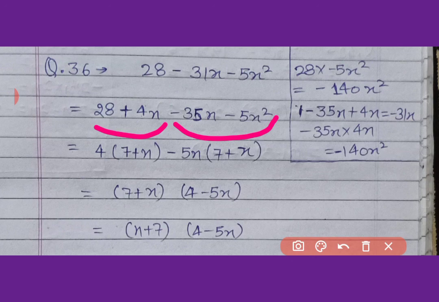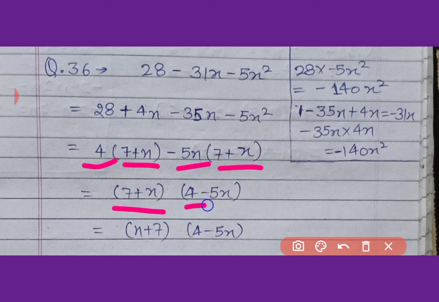So we have to take common from 28 and 4x. 4 is common. So 4 7s are 28 and 4 1s are 4. It remained 7 plus x. And from the second group it has taken minus 5x. So minus divided by minus, 5 7s are 35x. x divided by x. So 7 remains, and now 5x divided into 5x square, then it remained only x. Now 7 plus x is common on both sides, so we will take it out and remained 4 minus 5x. In the second bracket we will write 4 minus 5x.